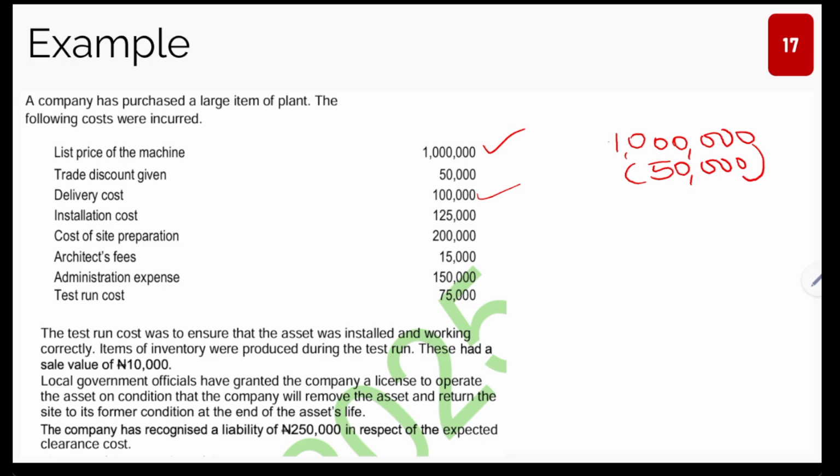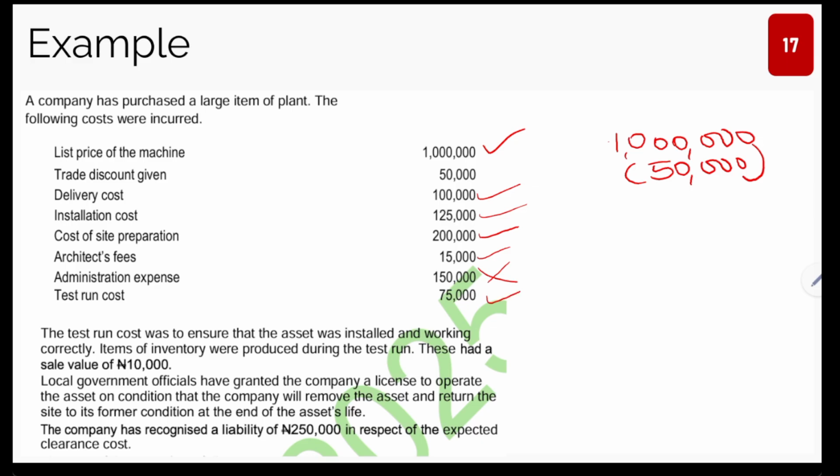Installation cost, yes. Cost of site preparation, yes, because these are costs associated to the asset. Architect fees, yes, that's the professional fees. Administration expense, no, you don't include that. Test run costs, yes.